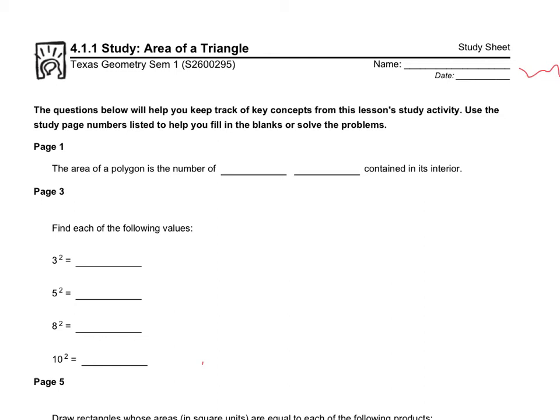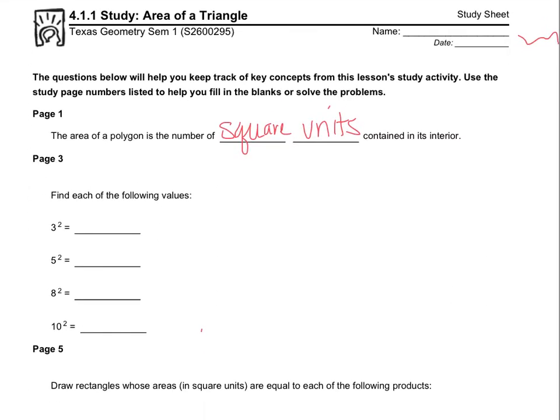Alright, the area of a polygon is the number of square units that is contained in its interior. So, part of that is if I had a square, to find the area of a square that was 3 by 3, all I'd have to do is 3 squared.